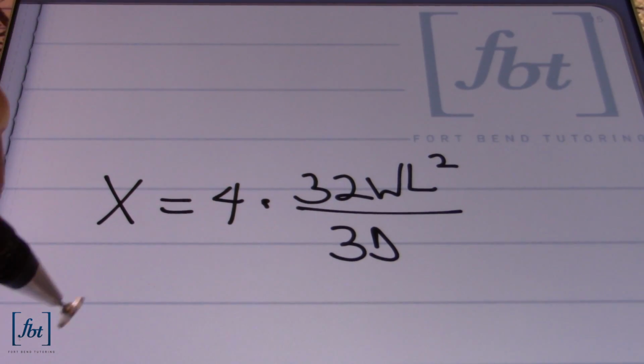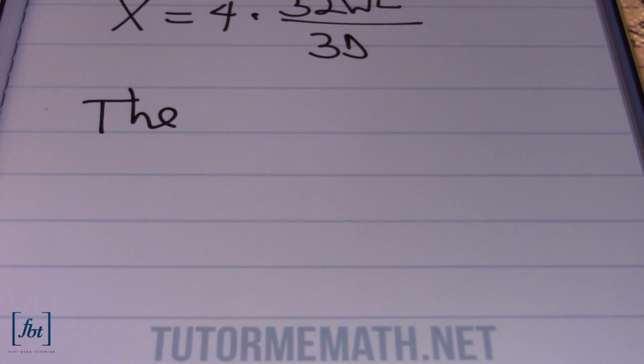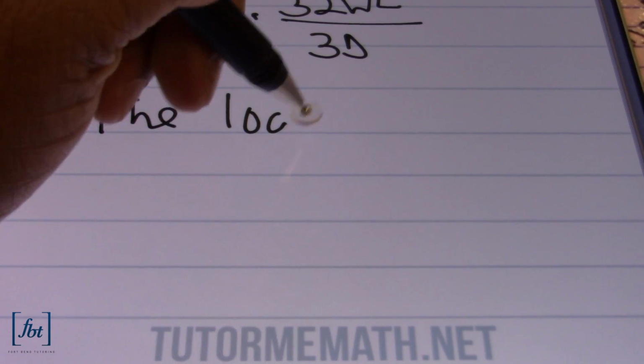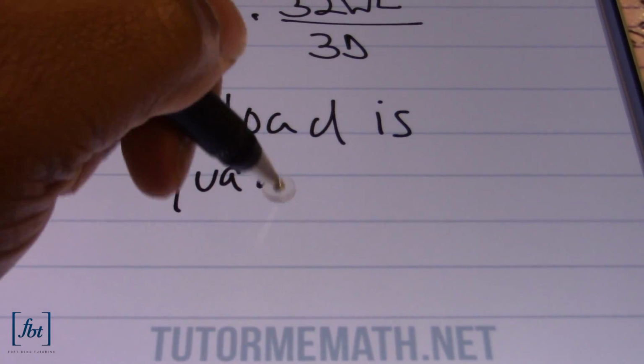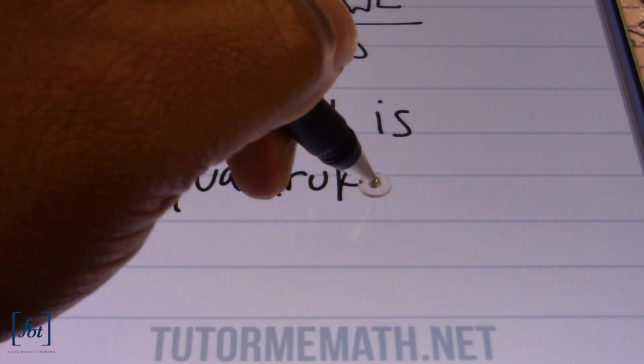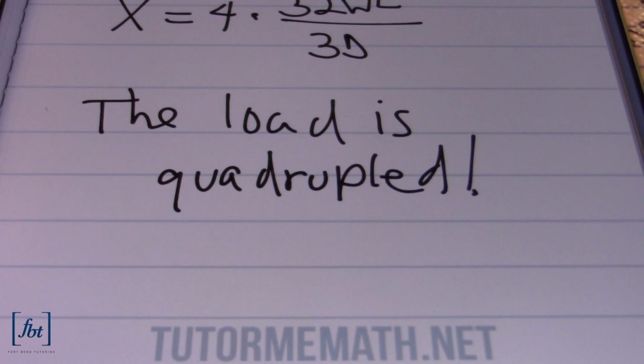And therefore the load, all right, put it in view. We can say the load is quadrupled. Can I spell today? All right, there we go. The load is quadrupled, and that is the answer.